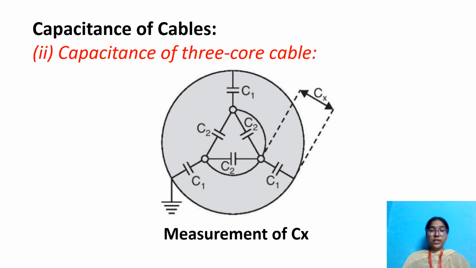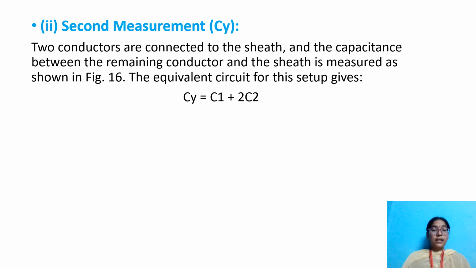And this is the capacitance of a three-core cable circuit diagram. Here the three capacitors are between the conductors, and these are earthed sheathed conductors, and the distance between the point and the core is Cx, which is connected to the ground. The first measurement is Cx, and the second measurement is Cy.